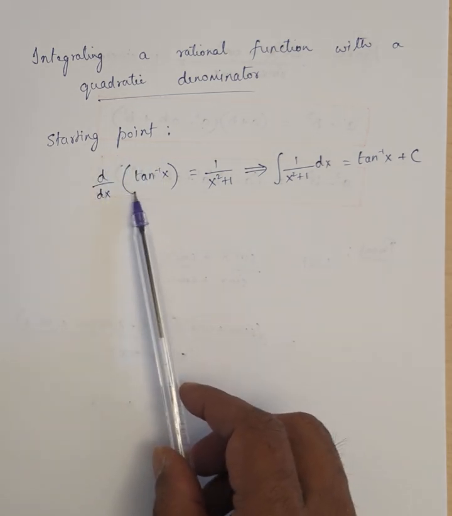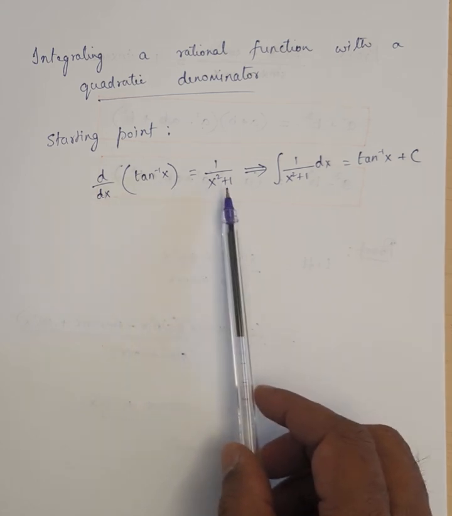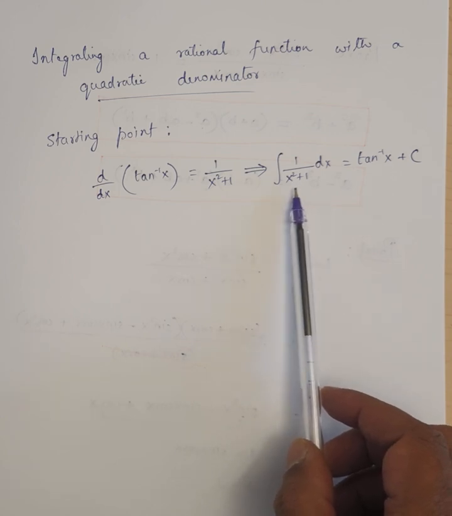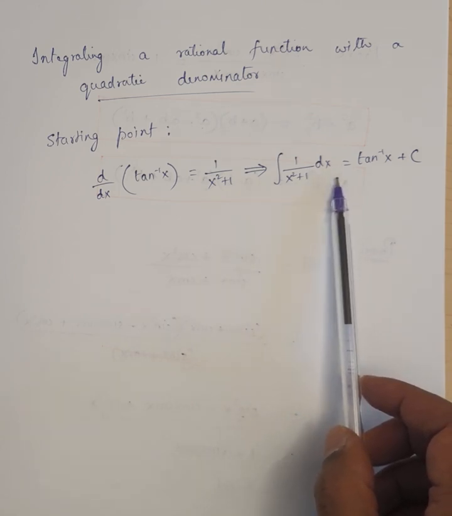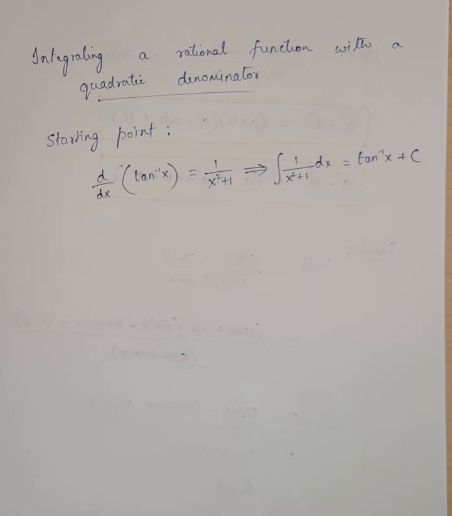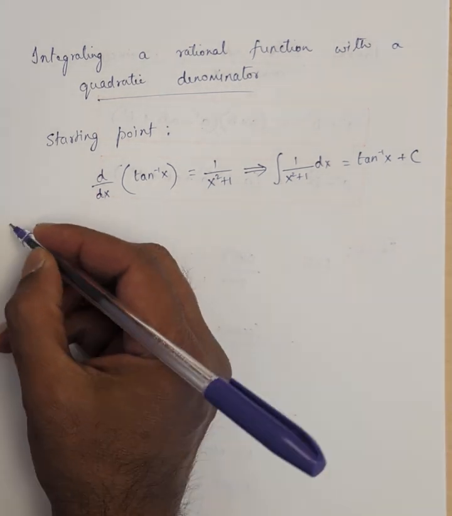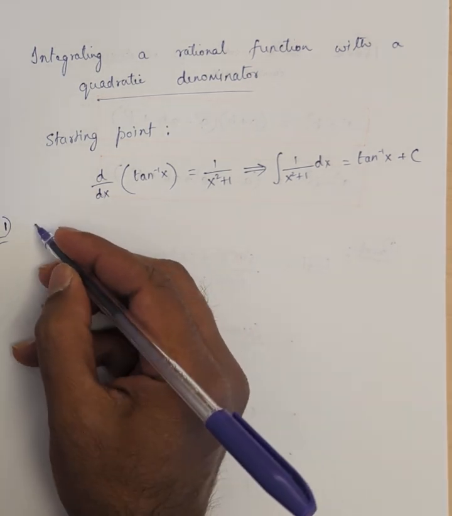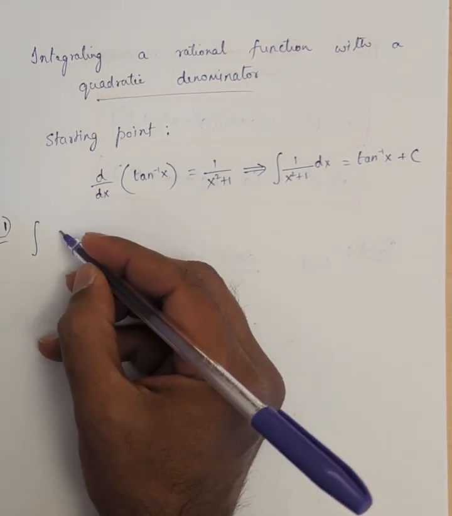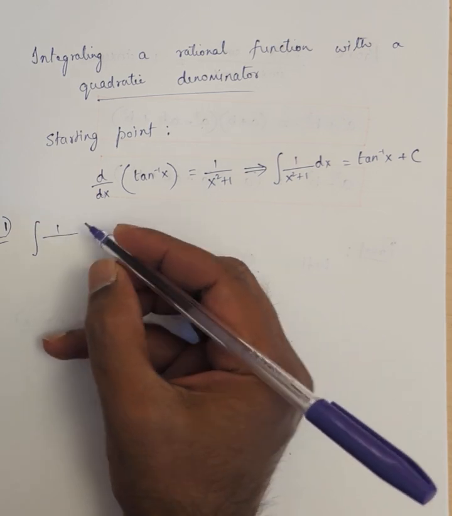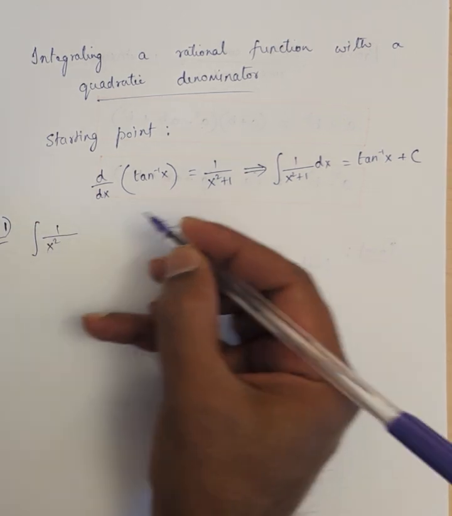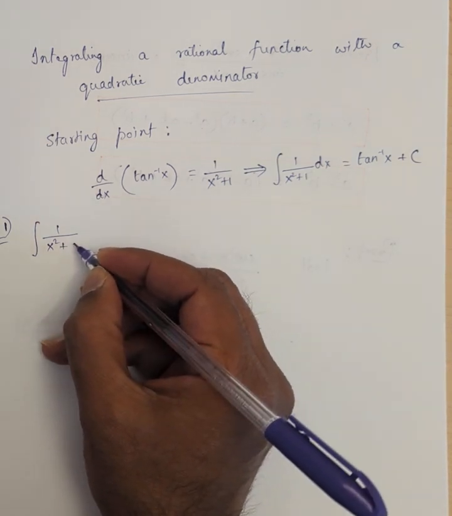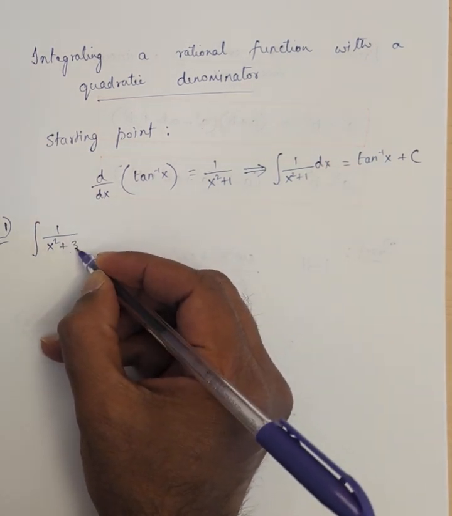If you remember the derivative of tan inverse x, it's 1 over x squared plus 1, which means that the integral of 1 over x squared plus 1 would be tan inverse x plus c. Now with this, let's do some examples. So say I have 1 over, now my quadratic, I'll keep it similar to this one, but instead of x squared plus 1, say I have x squared plus 3.